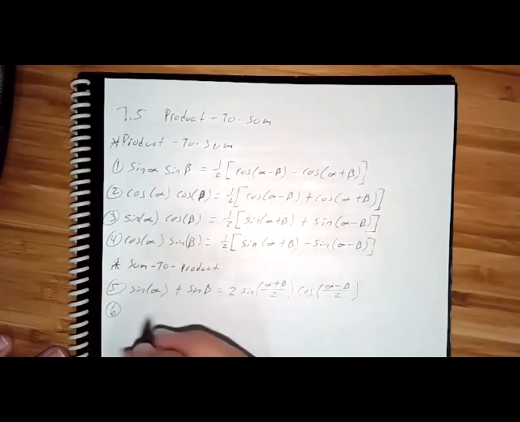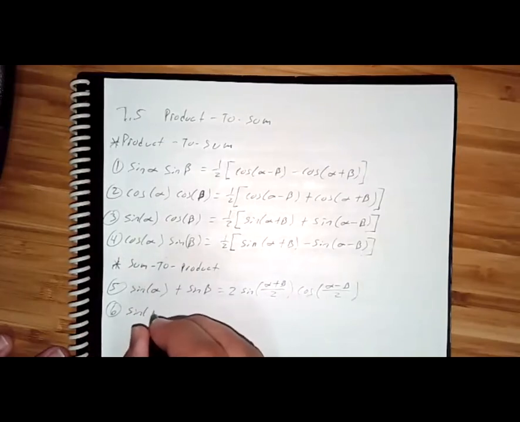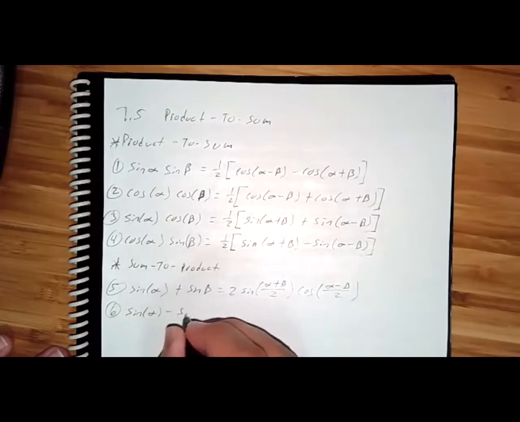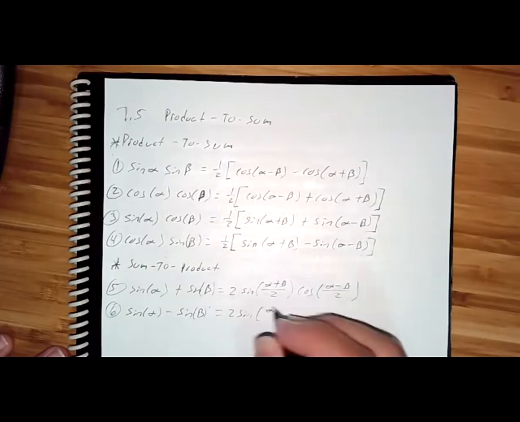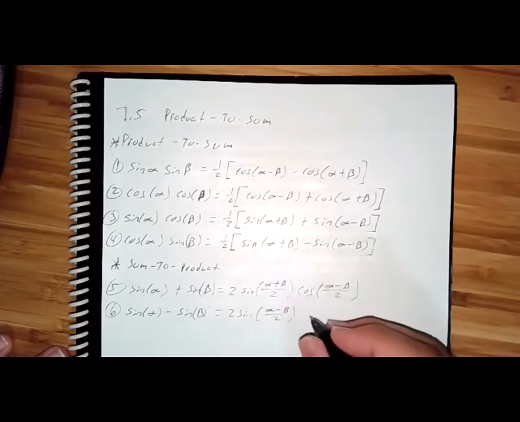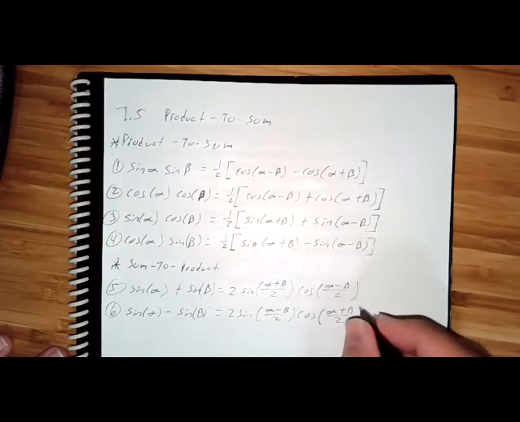Number 6, sine alpha minus sine beta is equal to 2 sine of alpha minus beta over 2 times cosine of alpha plus beta over 2.